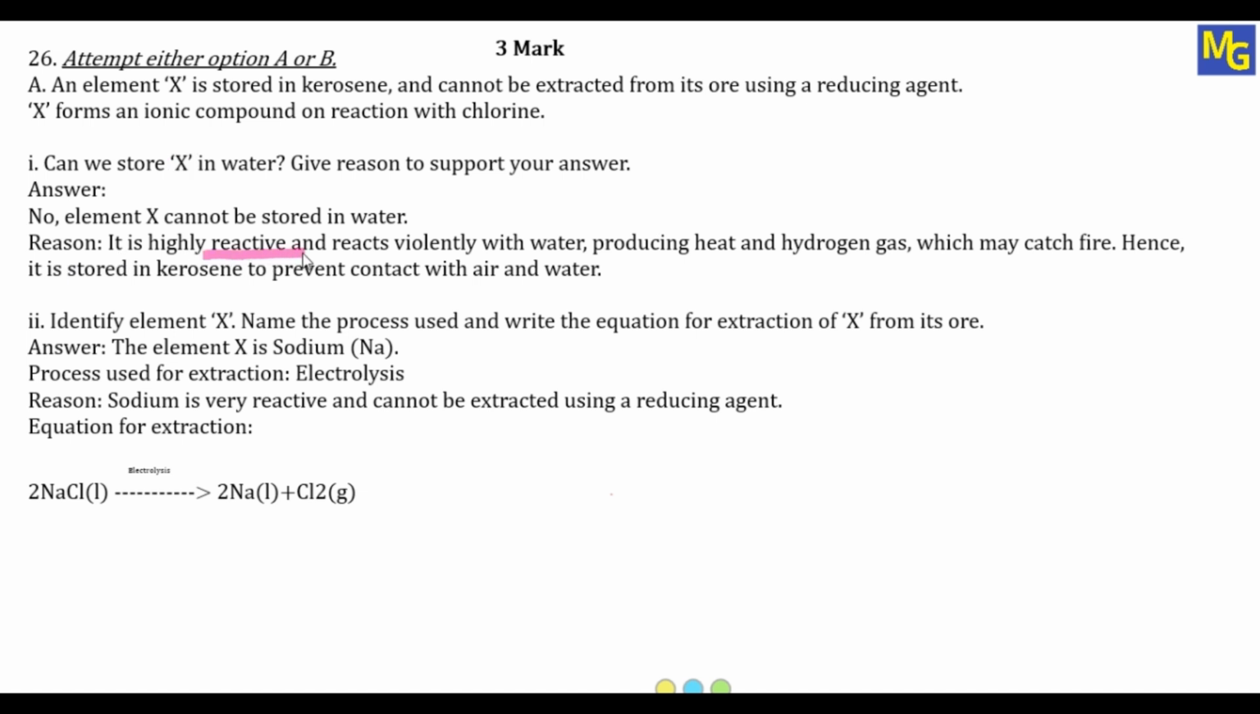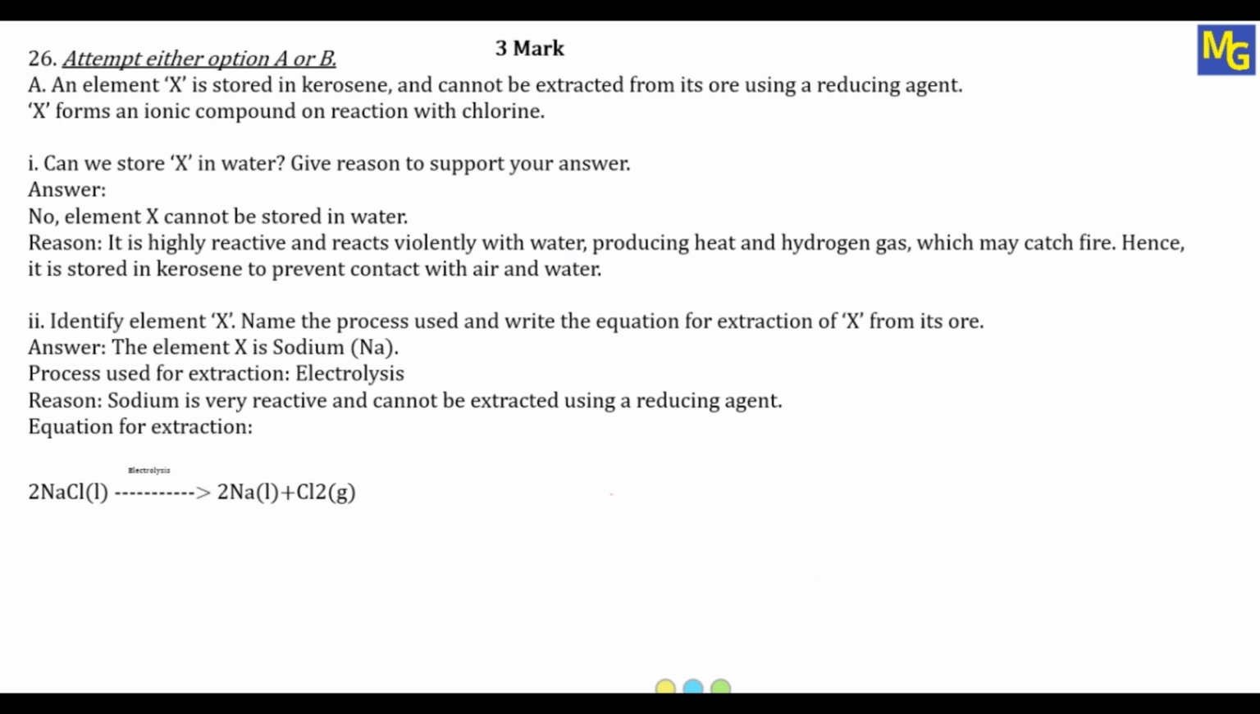It is highly reactive. You may have seen the electrochemical series, the series in which all the elements are arranged in decreasing order of reactivity. If you see there, sodium and potassium come on the top of the series. So sodium is highly reactive and reacts violently with water.